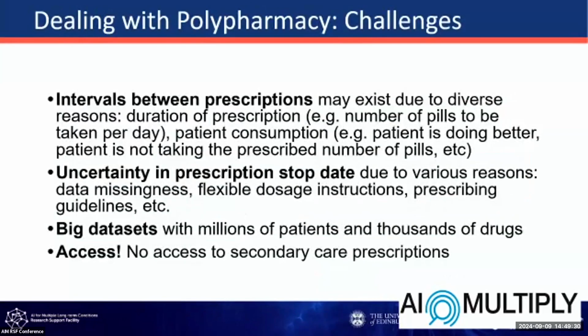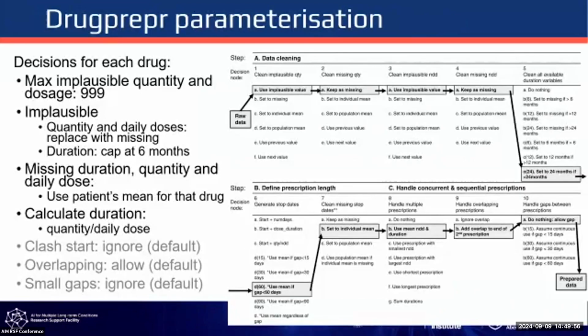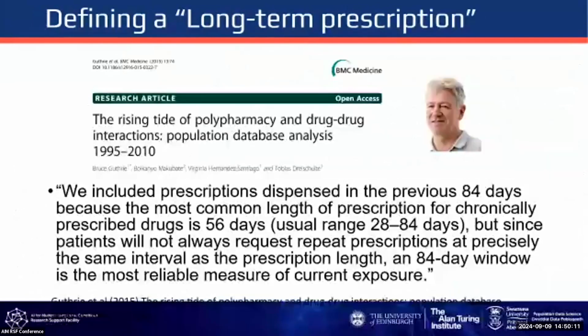So there's a lot of challenges in dealing with polypharmacy. As Bruce highlighted, we don't really know when a lot of these happen. We know when a prescription is issued, but we don't know when the patient took the drug, or if indeed they took the drug at all. There's a lot of uncertainty. There's a lot of big data, and there's a lot of data that we don't have access to, particularly secondary care data. So there's a lot of very boring detail using tools like Drug Prepper that allows us to characterize and structure data, and a lot of the data is structured already. That helps, but there's still a lot of work to do, so I can skip through that.